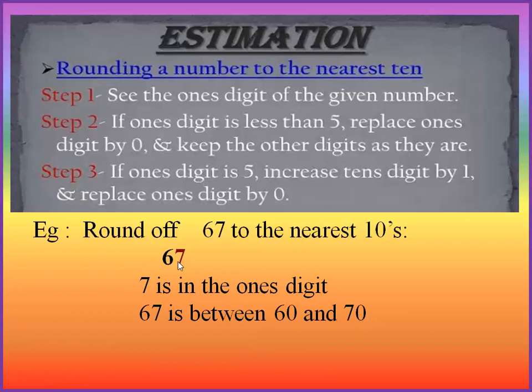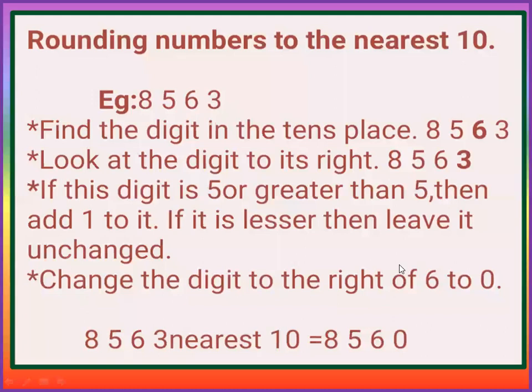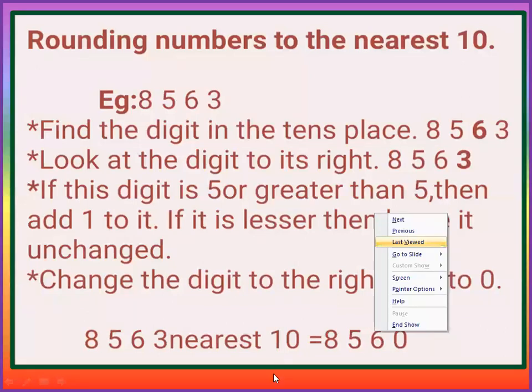If the ones digit is less than 5, replace it with 0. If the ones place is more than 5, add 1 to the previous digit, that is the tens place, which makes it 70. So 67 is between 60 and 70, and 67 is closer to 70. So the answer for you is 70.